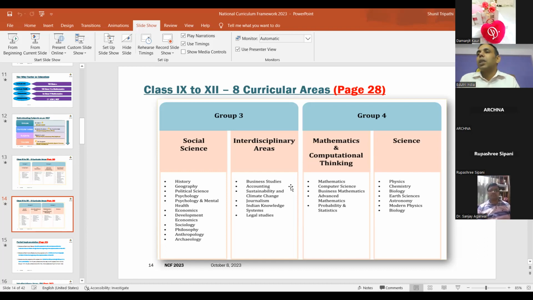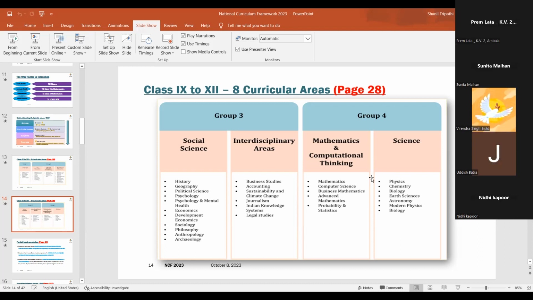ठीक है. नेक्स्ट क्वेश्चन प्लीज एनीवन. संजय सर प्लीज, आप कुछ पूछना चाह रहे हैं? नहीं सर, मैं पूछना नहीं चाह रहा हूं सर.